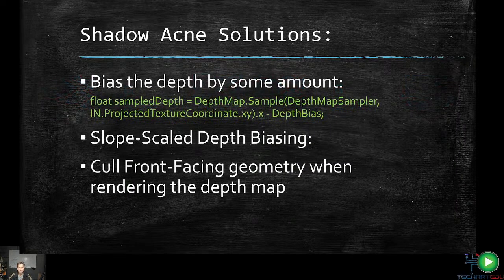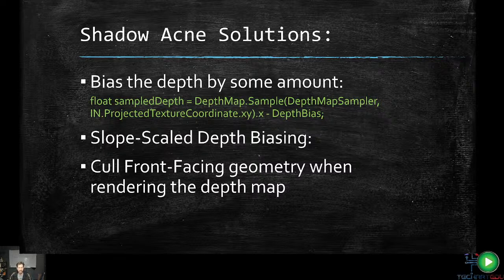There are three solutions in particular that I want to talk about. The first one is the technique that I'm employing in this lesson, which is biasing the depth by some amount. What does that mean? We take our sample depth, and then we just add or subtract a little bit of a bias. That is sufficient to always send the shadow comparison off to one side or the other.